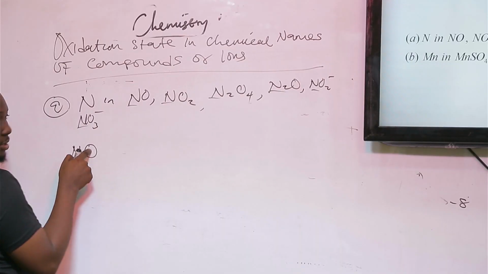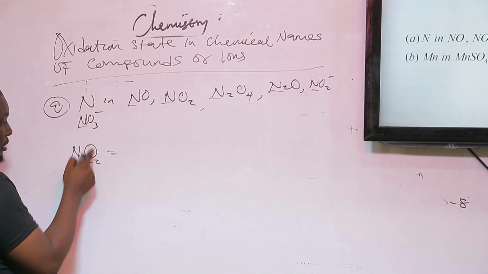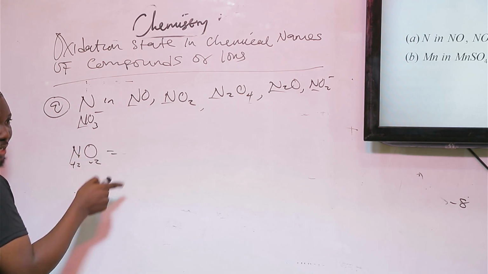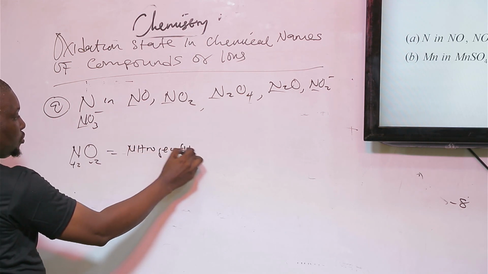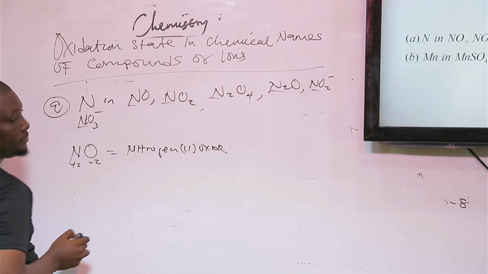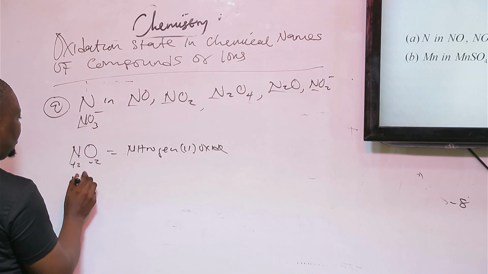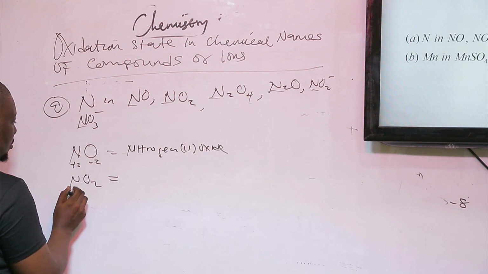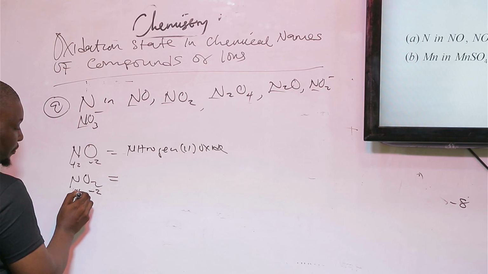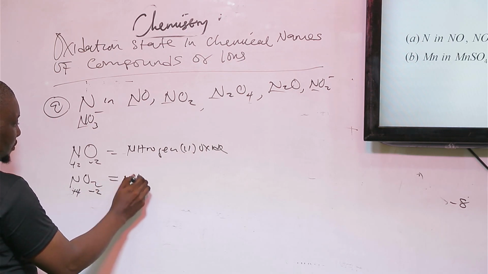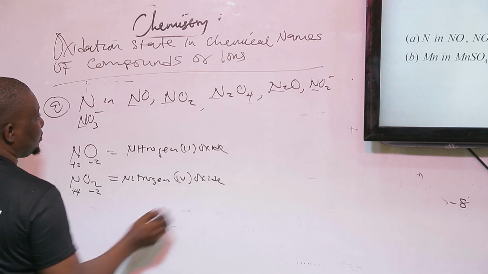Remember, the oxidation state of oxygen is always minus 2, so nitrogen is +2. How do you name this? Since it's not negatively charged, it's not going to end in -ate. So it's going to be nitrogen(II) oxide. The second one, NO2: oxygen is minus 2, so nitrogen is plus 4. So here you have nitrogen(IV) oxide.